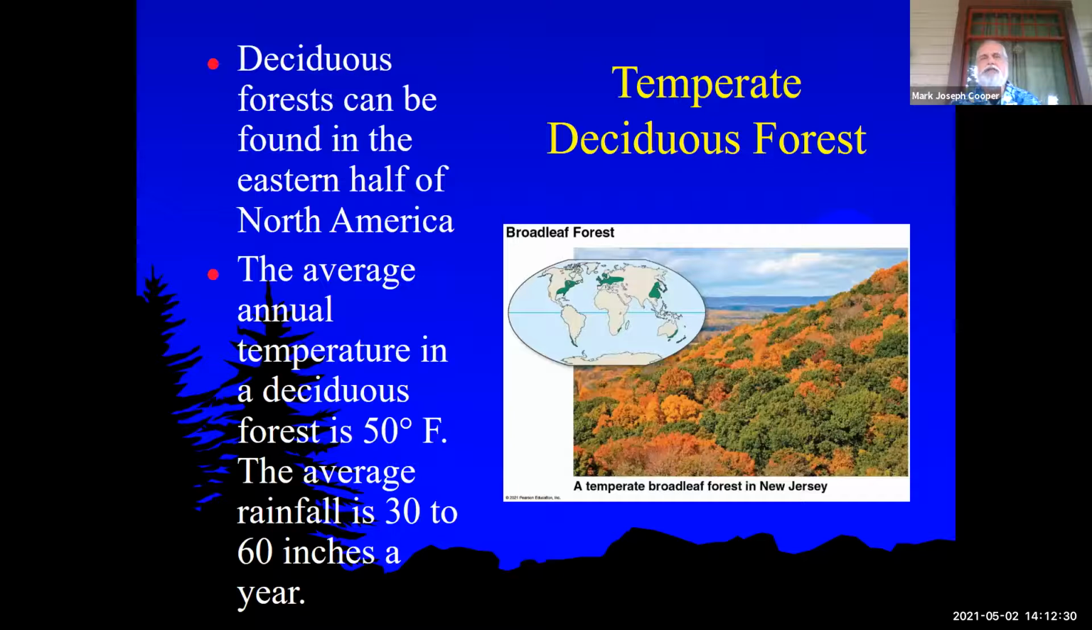All right, temperate deciduous forests. Deciduous means leaf falling, so broadleaf forest is another name. This is really in the United States, back east. Average temperature is about 50 degrees Fahrenheit, and they get 30 to 60 inches of rain a year. So quite a bit more than we do. And then in the wintertime, they lose their leaves.